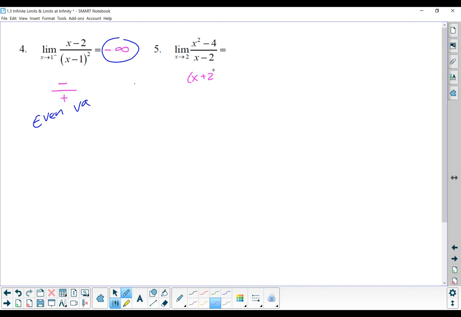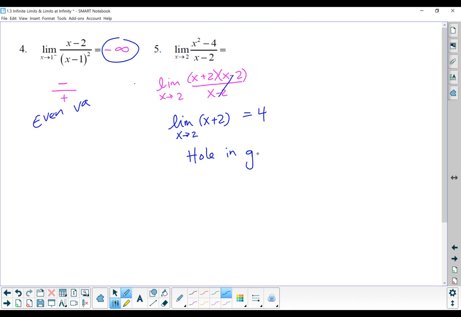This one is factorable on top. So we're taking the limit as x approaches 2 of x plus 2 times x minus 2 over x minus 2. That can be reduced. This is the same as the limit as x approaches 2, and if we reduce that, it will just be an x plus 2. So now we can do direct substitution to get a limit of 4. So this is not a vertical asymptote at all. We have a hole in the graph, and that hole is located at 2, 4.